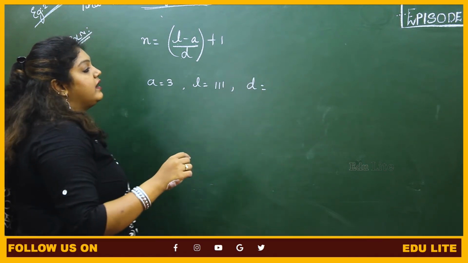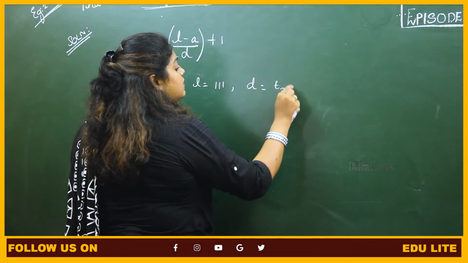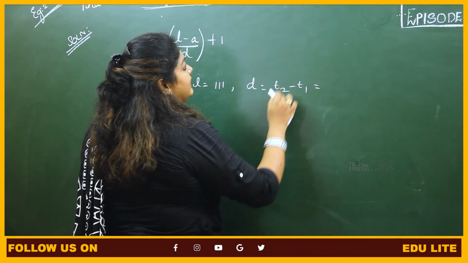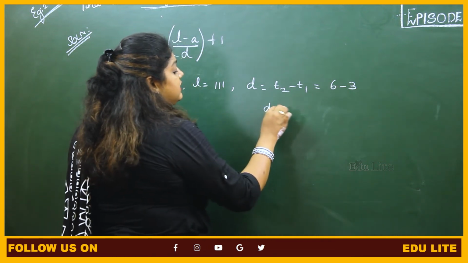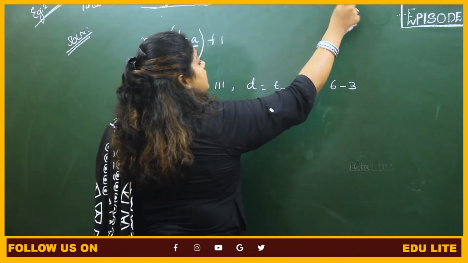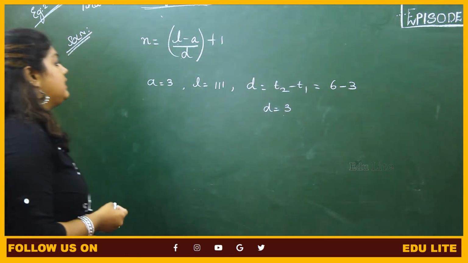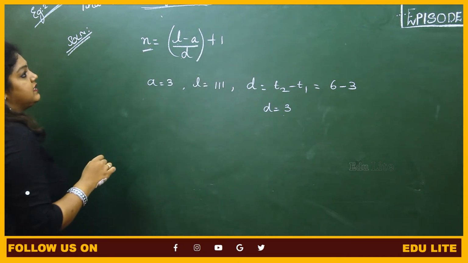And we have to write the d value. The d value can be found by using T2 minus T1. T2 value is 6 and T1 value is 3. Therefore, d equals 6 minus 3, which is 3. The difference between any two consecutive numbers will be 3. Next, we will substitute these values in the formula. Then we can find the number of terms in the AP.